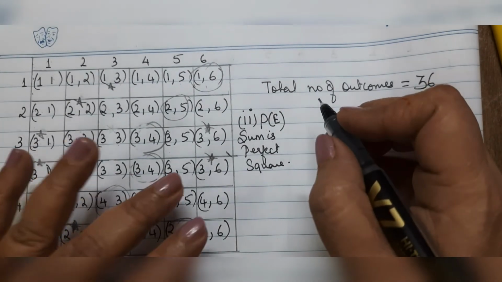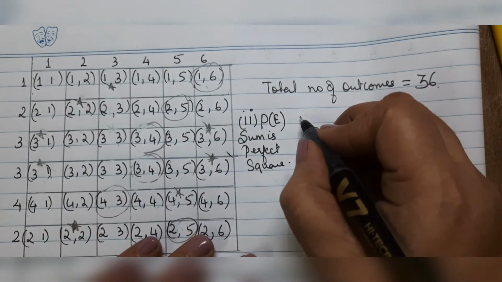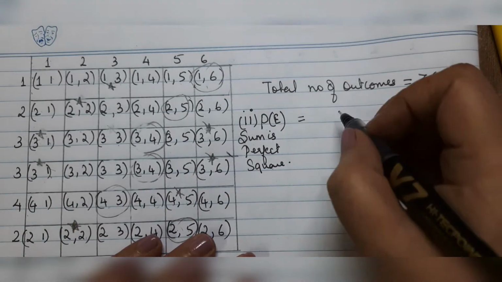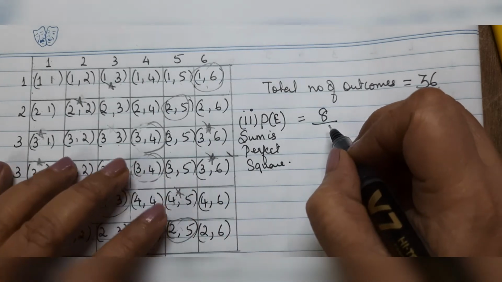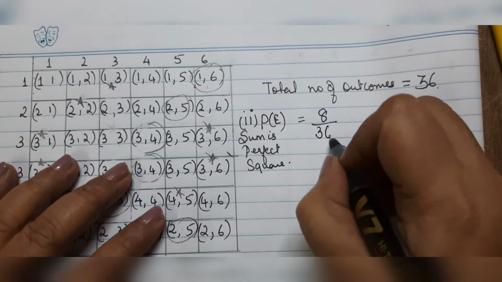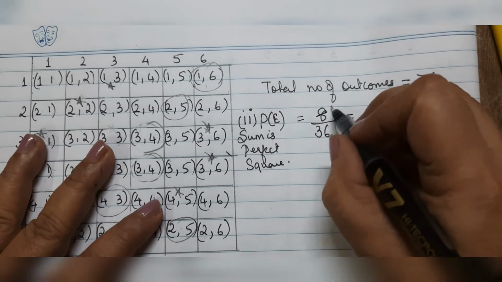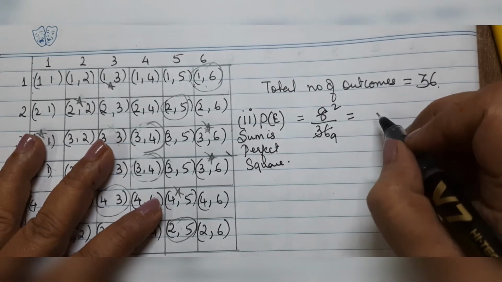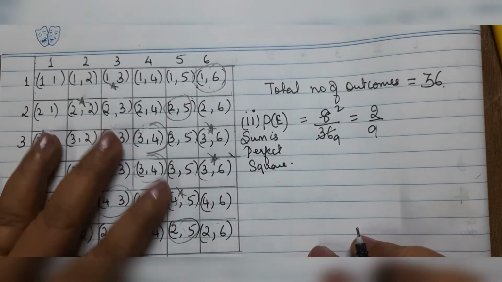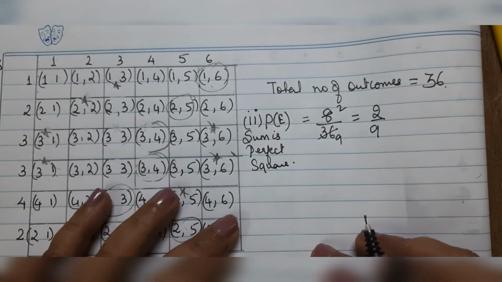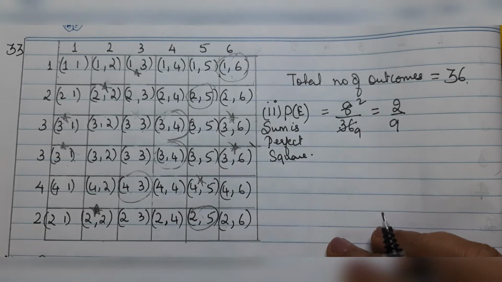If at all I have missed out something, please put it in the comment section. I am getting the total number of outcomes as 36 and favorable outcomes as 8. So 8 by 36, which is 2 by 9. If at all you find any other that I have missed out, please let me know and put your comment in the comment section.